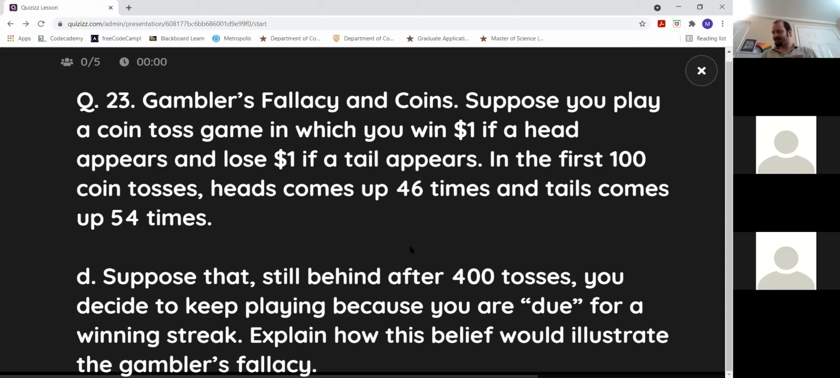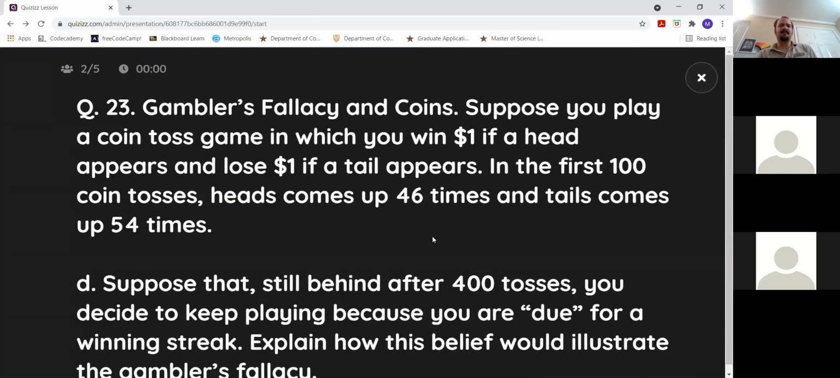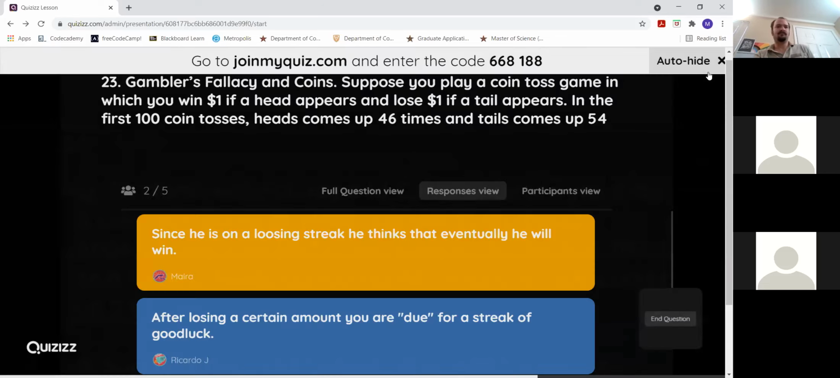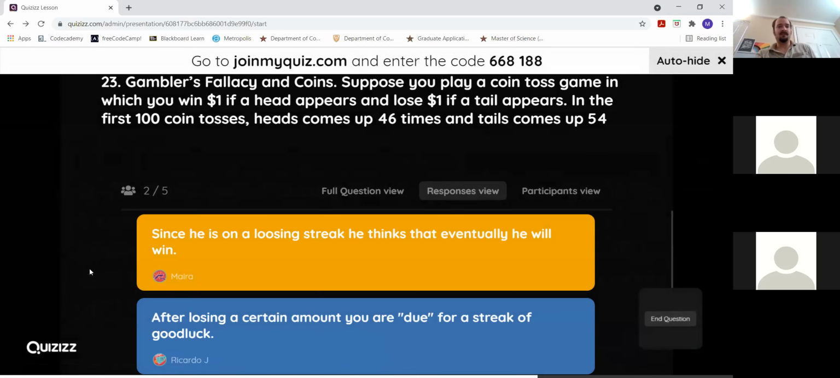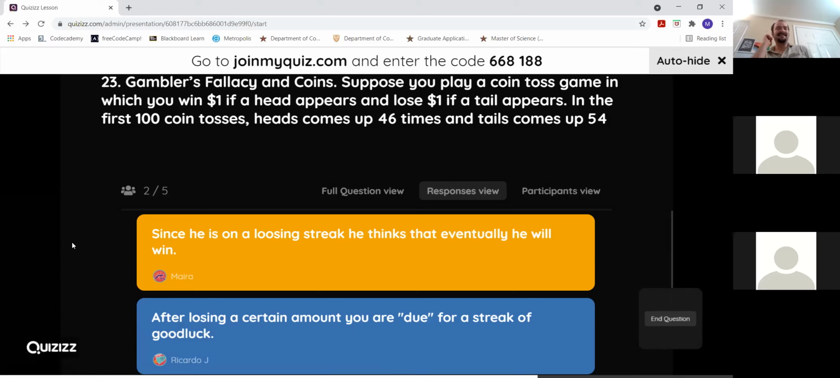So how does this relate to the law of large numbers and the gambler's fallacy? Yeah, but how does that relate? Why is that a thing? Why is it not a thing? That is absolutely not true. So I don't know. That is what the gambler's fallacy is, and it's absolutely not true. You're not due a streak of good luck.